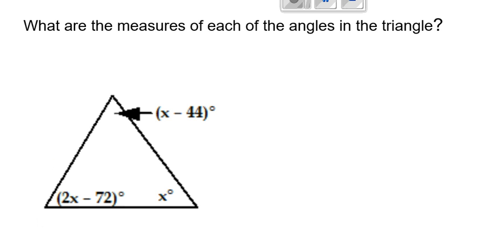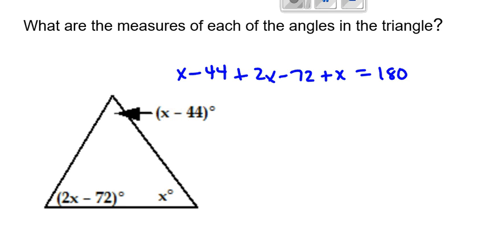All right, here comes the algebra. So same situation applies. They still have to add up to 180. So if you want, you could write out this big long equation, x minus 44 plus 2x minus 72 plus x equals 180. You're welcome to do that if you want. I would rather take the shortcut method, which is combining my like terms just from this drawing. For example, I have 2x plus another x plus another x. That gives me 4x.